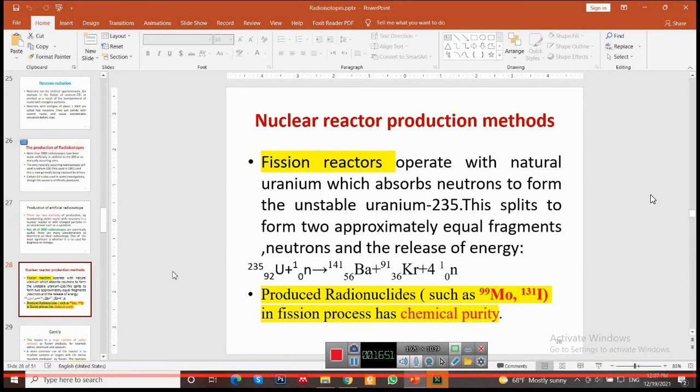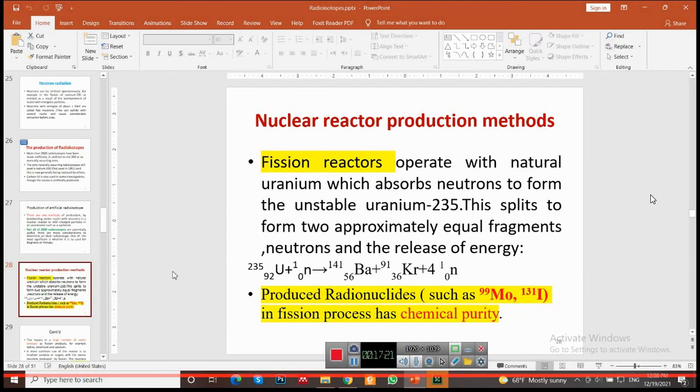And the other important point is that the radionuclide produced here is nearly pure, and the important radionuclides produced by fission are molybdenum-99 and iodine-131. It is important to know that in the nuclear reactor we have different reactions that help us to produce artificial radionuclides. One of them is the fission reaction.